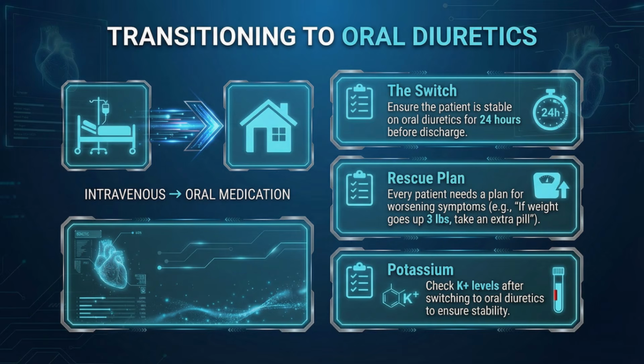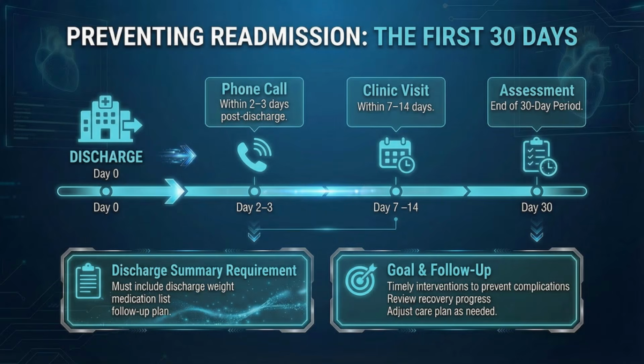Every patient must also have a clear, simple rescue plan. For example, if your weight goes up by 3 pounds in one day, take an extra diuretic pill and call the clinic. Finally, always check their potassium levels after the switch to ensure they are stable on their oral regimen. Step 5 is about preventing readmission. The first 30 days after discharge are the most vulnerable.